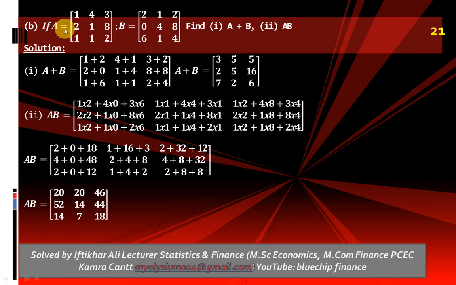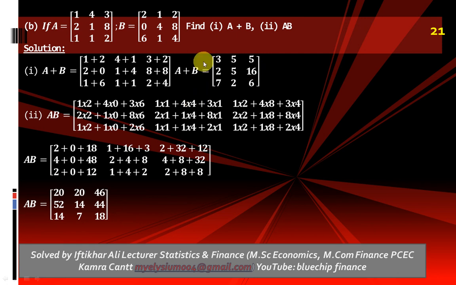Part B, if A matrix is 1 4 3 2 1 8 1 1 2, B matrix is 2 1 2 0 4 8 6 1 4, find A plus B and AB. We already did this several times in the previous papers. Addition is very simple, that is 1 plus 2, 4 plus 1, 3 plus 2 and so on, and the addition of these two matrices will produce this.